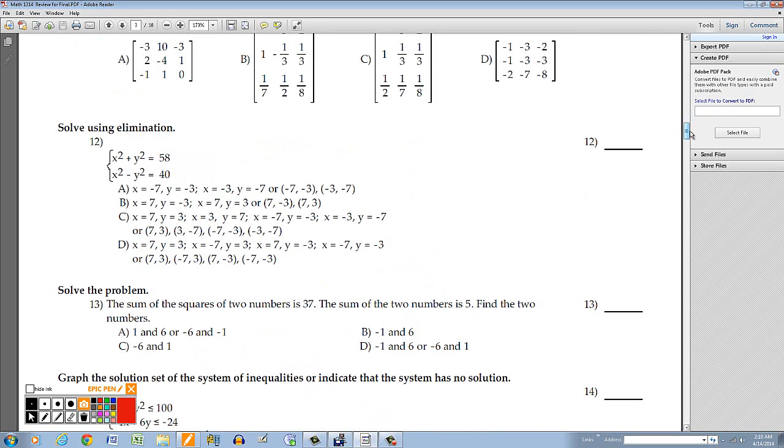Okay, the next one, solve using elimination. On this one, if I add the 2 equations to eliminate, say, the y squared, this is going to give me 2x squared. In other words, x squared and x squared is 2x squared, y squared minus y squared cancels, and then 58 plus 40 is equal to 98.